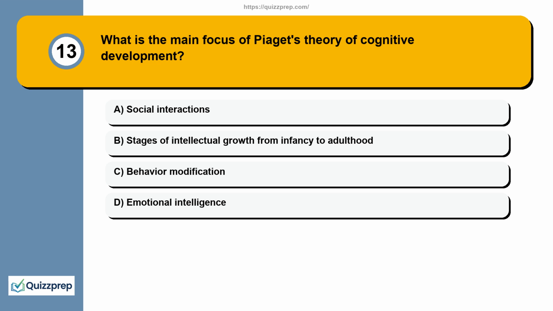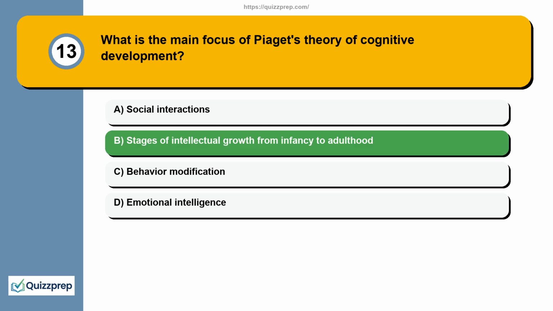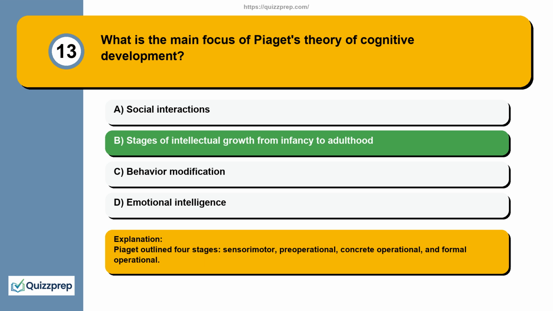Option C. Behavior modification. Option D. Emotional intelligence. The correct answer is option B. Stages of intellectual growth from infancy to adulthood. Explanation. Piaget outlined 4 stages: sensorimotor, preoperational, concrete operational, and formal operational.